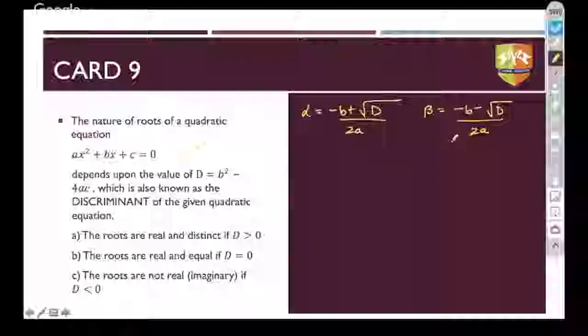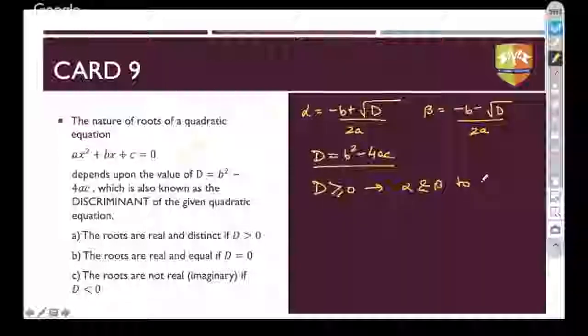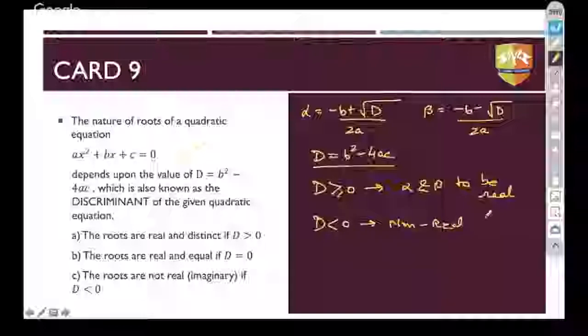Now, the problem is, what was d? D is nothing but b square minus 4ac, right? Now, there is a root of d. So hence, d must be greater than or equal to 0 for alpha and beta to be real, isn't it? Why? Because there is no solution to the square root of a negative value in the real number set. So hence, d must be greater than or equal to 0. If d is less than 0, then we say that there are non-real solutions, right? Non-real solutions lie in the realm of complex numbers.